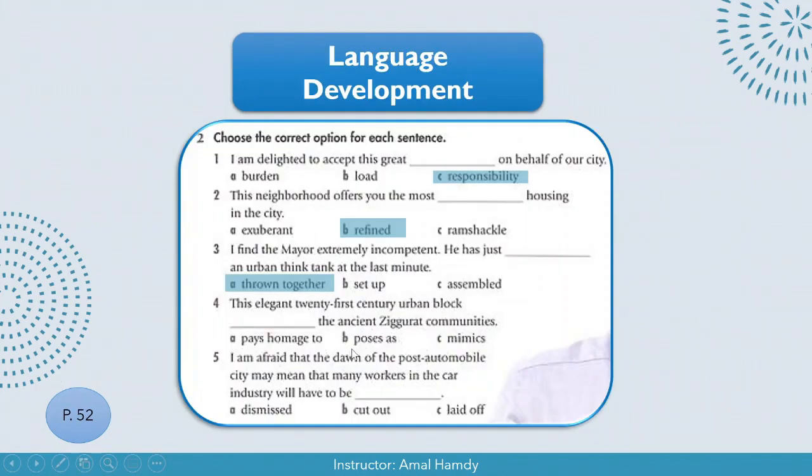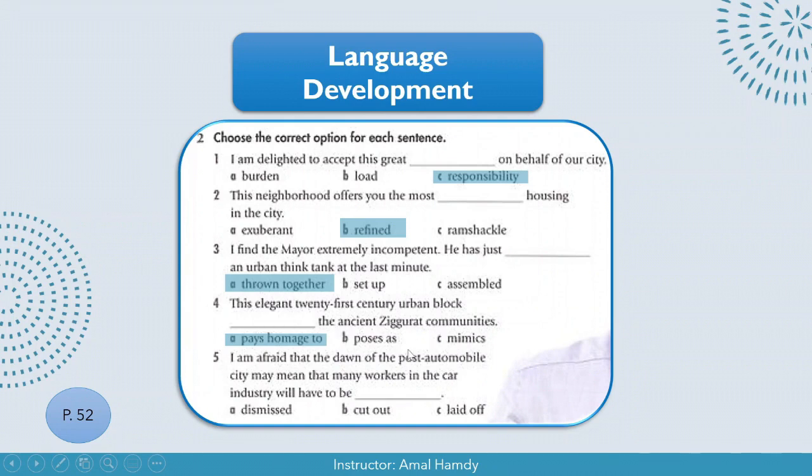Then number B, we have poses as. To pose as somebody is to pretend to be somebody. To mimic something is to try to imitate something. So pose as and mimic have negative connotations. So the right answer would be pays homage to, because he described the urban block as an elegant thing.